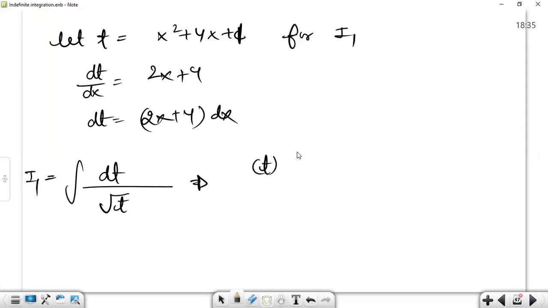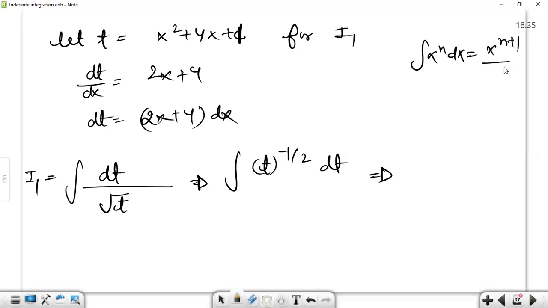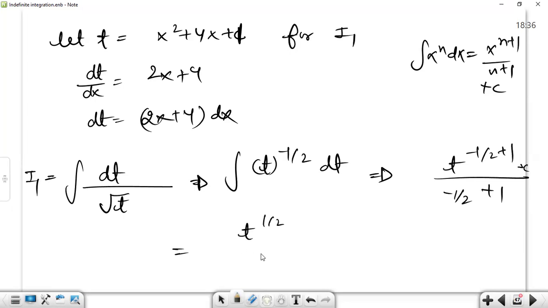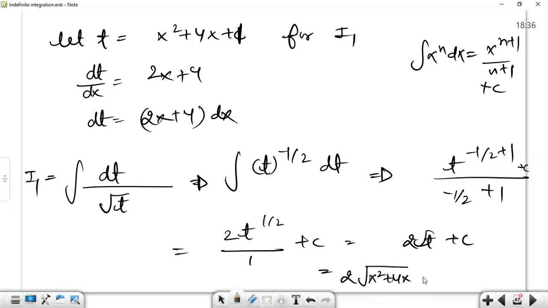So this has become t to the power minus half. We know the power rule of integration. So t to the power minus half plus 1, over minus half plus 1, plus constant of integration. Here also plus constant of integration. So it will be further written as t to the half upon half plus c, so 2 square root of t plus c. Now we will back substitute it. What was the t? t was x square plus 4x plus 1 plus constant. So this is integration first.